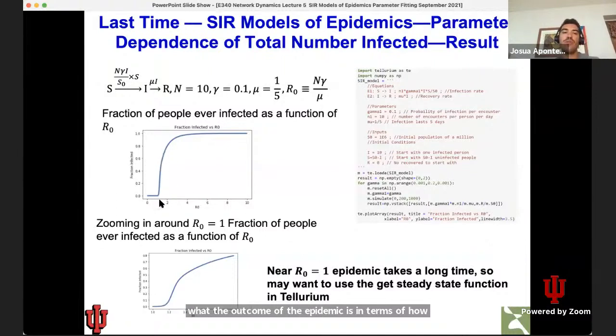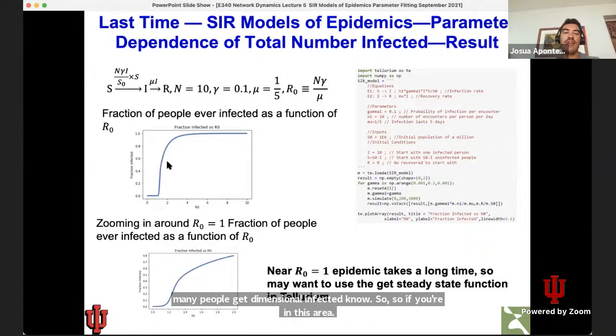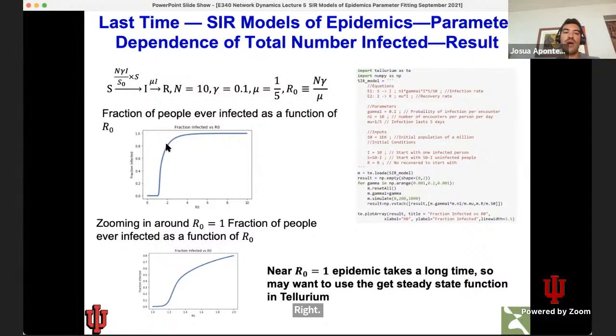So if you are in this area, you can maximize the effect of reducing R naught. If you are in this other area, there's a lot of effort you have to put into reducing R naught without necessarily gaining a lot of benefit from a public health perspective.